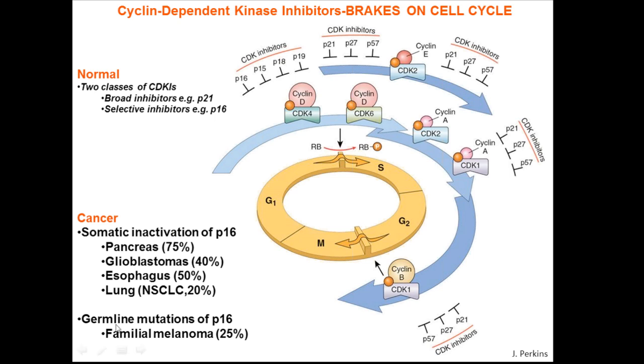Guess what happens in cancers? There's inactivation of these inhibitors. When the inhibitors are inactivated, then the control over cyclins is lost. So there is somatic inactivation of P16 in the majority of pancreatic cancers, glioblastomas, esophageal cancers, and non-small cell carcinoma of the lung, and germline mutations of P16 are responsible for familial melanomas, because these people are born with one mutant copy of P16. All they need is one more mutation, because there have to be double hits to tumor suppressor genes for their function to be lost. Drugs are being developed, not yet fully developed, for overcoming the effect of these mutations in cyclin and cyclin-dependent kinases.